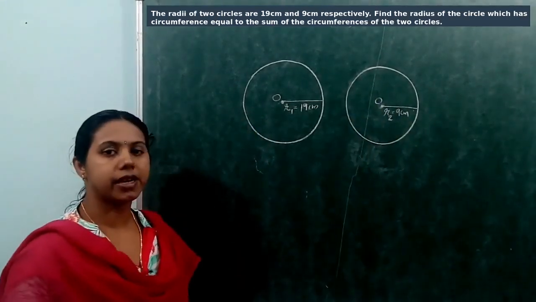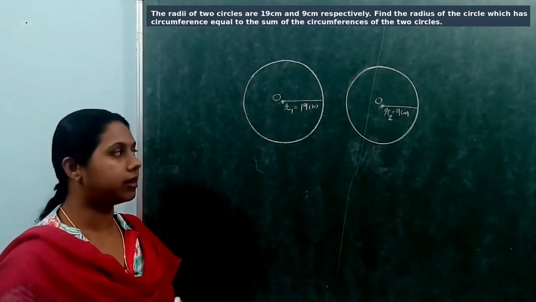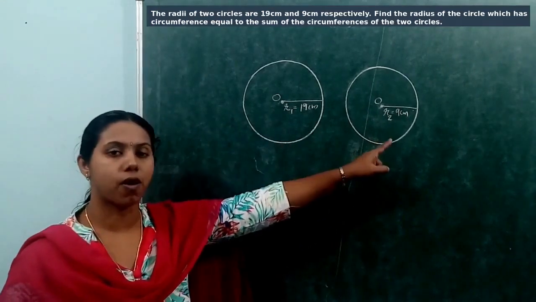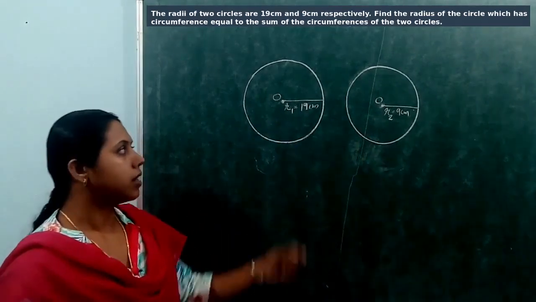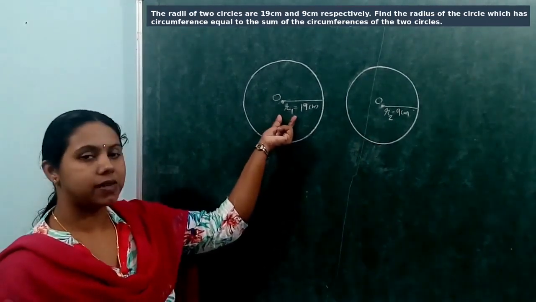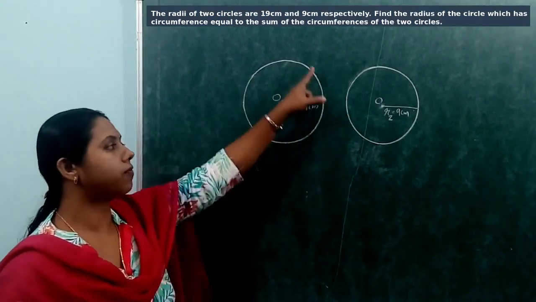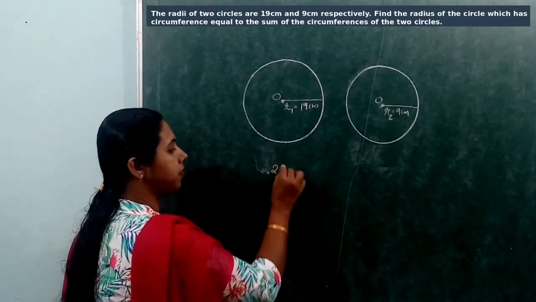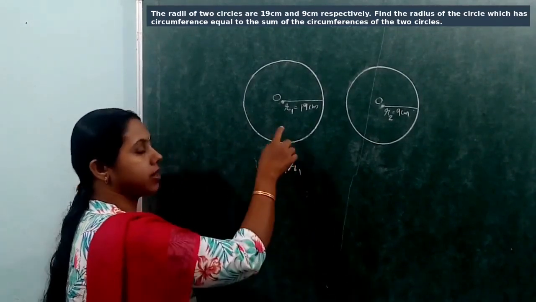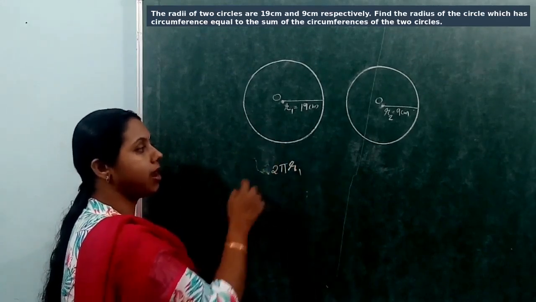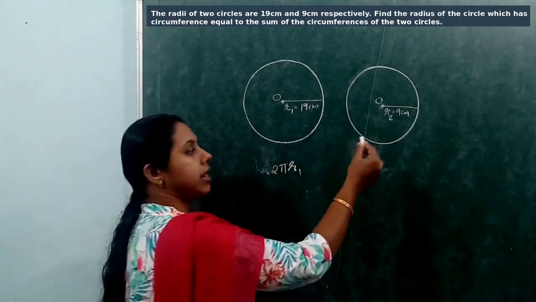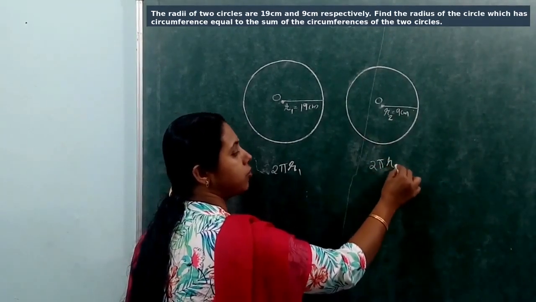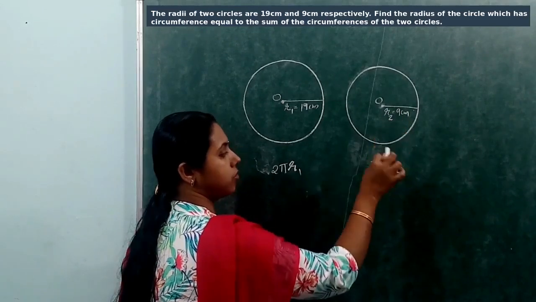We want to find the radius of another circle. The circumference of that new circle is the sum of the circumferences of these two circles. If the radius is 19 centimeter, we know that the circumference of this circle is 2 pi r1. That is, the circumference of this circle is 2 pi r1, and the circumference of this circle is 2 pi r2 because the radius is r2.